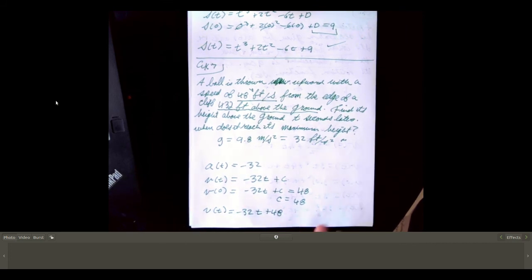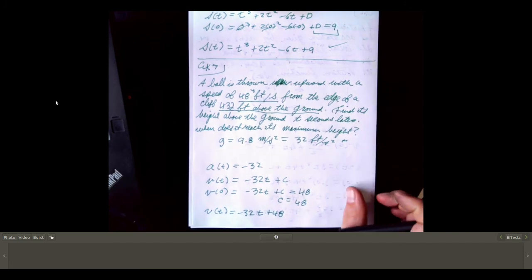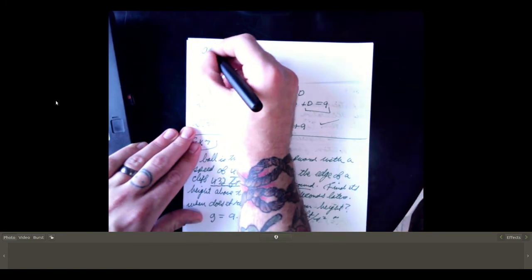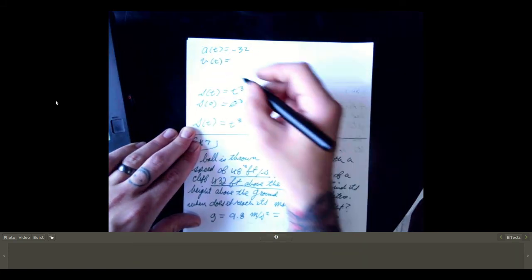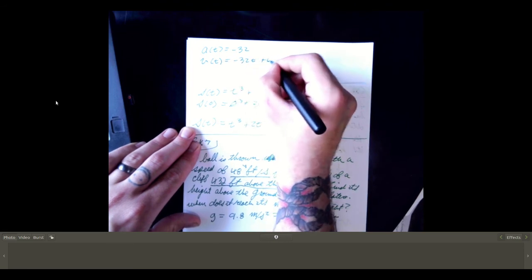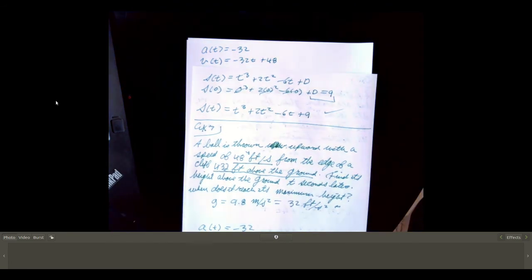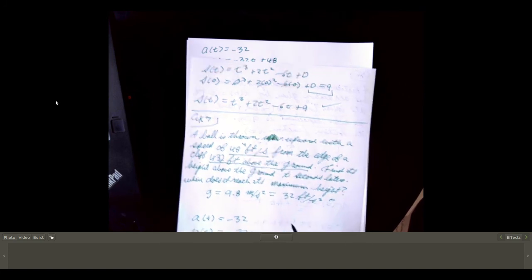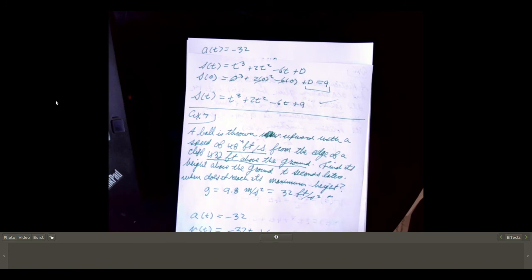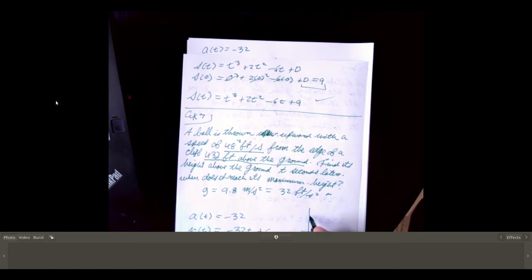Cool. So now at this point, we can actually answer some information. I'm going to just copy what we have here. We have a of t being equal to negative 32. We have v of t being equal to negative 32t plus 48. One of the things we want to do in this problem is find the maximum height. Finding the maximum height is going to be when the velocity equals 0. We're on the edge of a cliff and we're throwing something up. Once that velocity equals 0, that's going to be our maximum height.